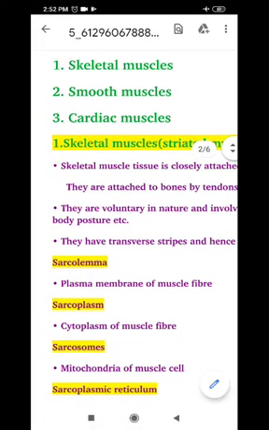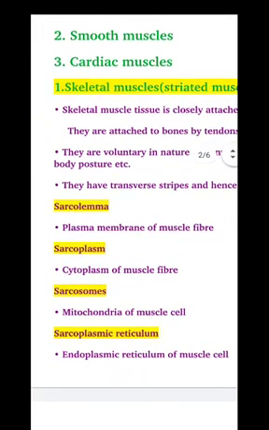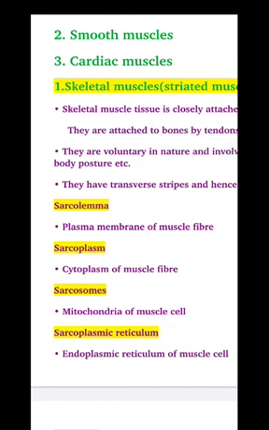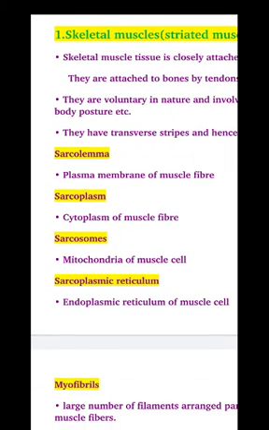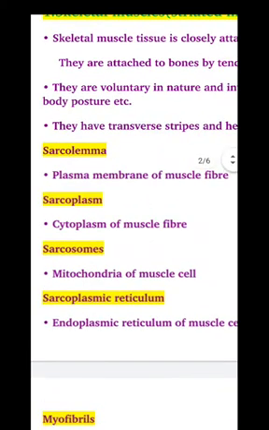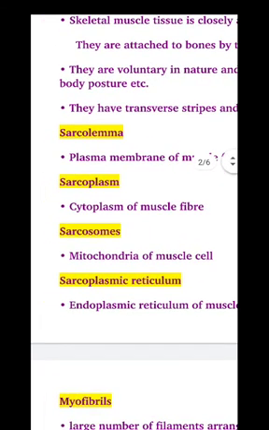We know that every cell has a membrane covering, which is known as the plasma membrane, and another name of the plasma membrane is plasmalemma. The plasma membrane of the muscle fiber or muscle cell is known as the sarcolemma. Remember, the word sarco is connected to the muscle.